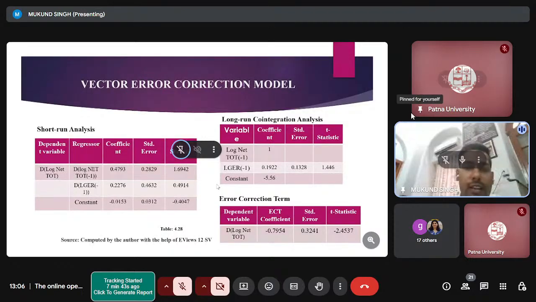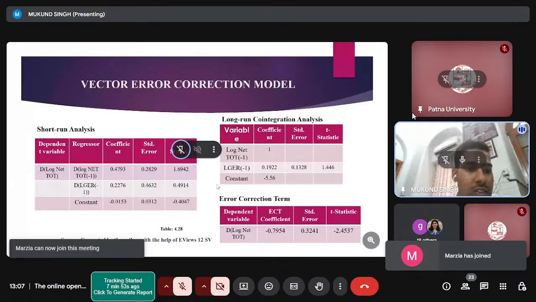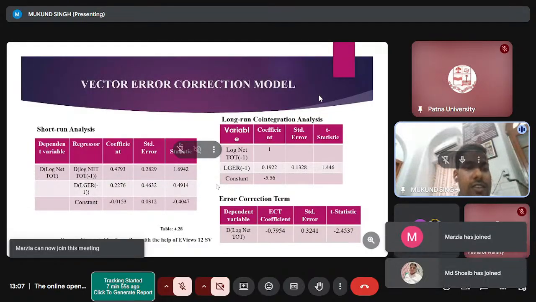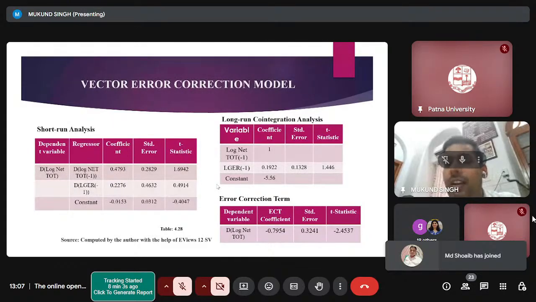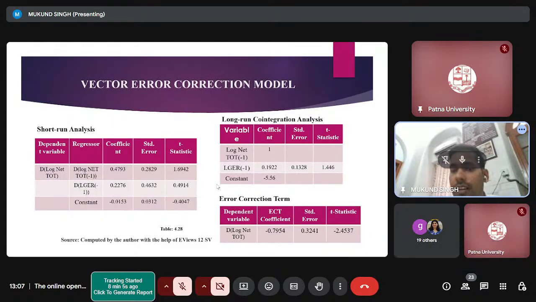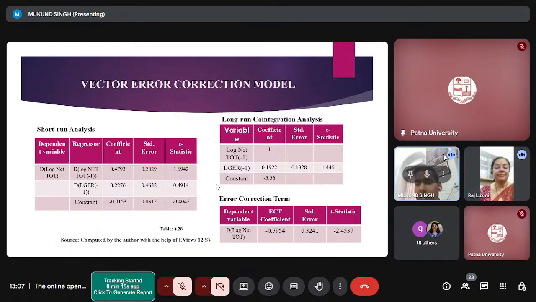So, in this case, we have used the vector error correction model, through which we find the short-run analysis. The coefficient of short-run analysis indicates that 1% change in exchange rate, net terms of trade is changed by 0.022%. In long run, 1% change in exchange rate, net terms of trade increases by 19%. Through the error correction model, the speed of adjustment is 79.54, which is quite good.